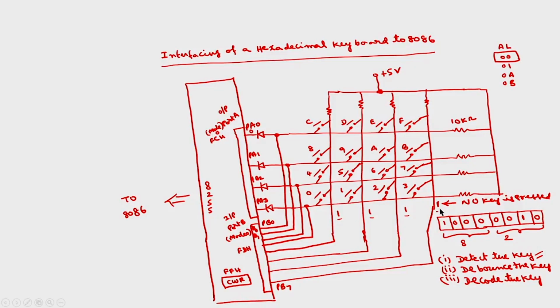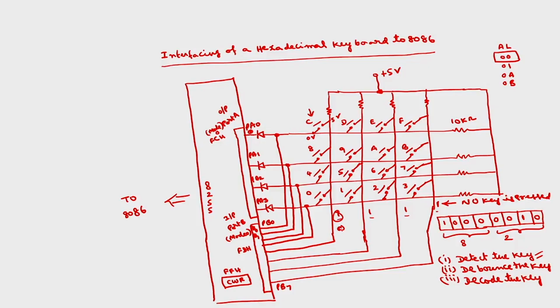Okay. If any key is pressed, what happens? Suppose let us assume that key C is pressed. So, this PA0 value will be connected here. If PA0 is 0, so this is 0 volts, this is 5 volts, because of this short circuit, this becomes 0 volts and a 0 will appear here. Okay. If all are ones, it means no key is pressed. If any one column has 0, it means there is a key pressed in that particular column.